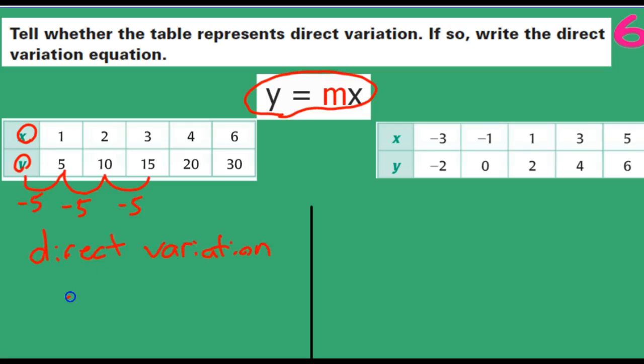Now our equation, y equals, the m is our pattern, or whatever it's going down by. So this looks like it's going, if I count up, it's going up by 5. This is a positive variation, so we'll have 5x. Now our pattern was going down by 5. That's because we were looking for when it was 0. But when we're looking to see what our equation is, we look to see which direction it's going.